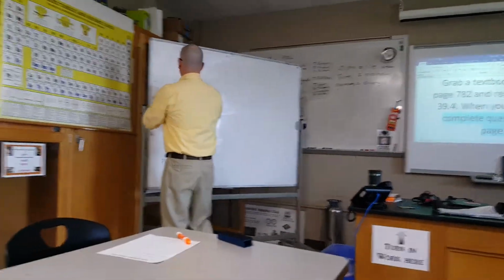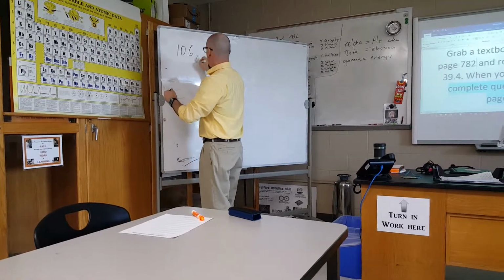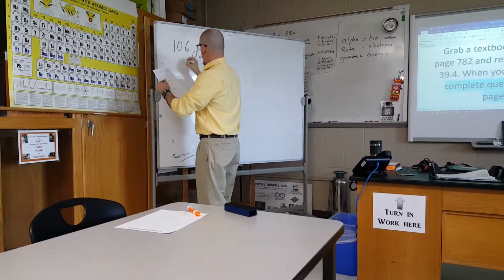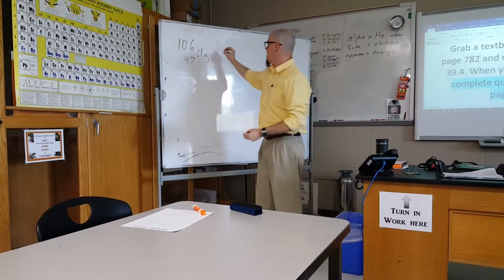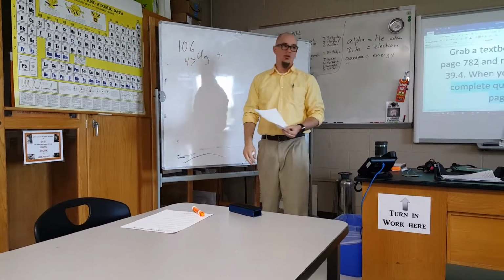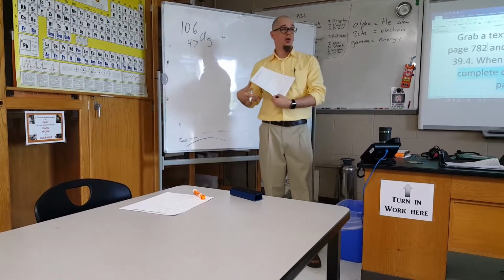So we're starting off with one of my favorite elements, silver. We got 106, and that is Ag, 47. Now you'll notice that our plus is on the left side of the arrow this time. So we're going to combine these two together to make our product.